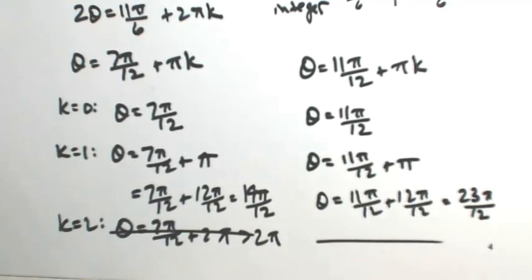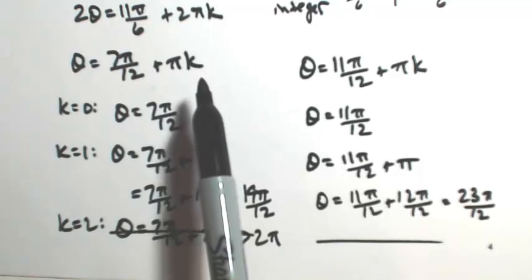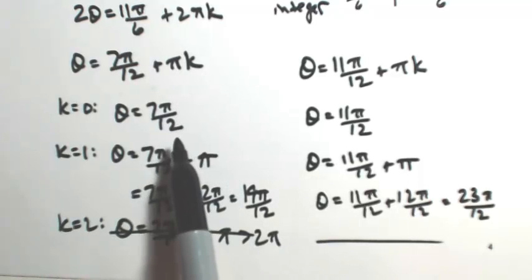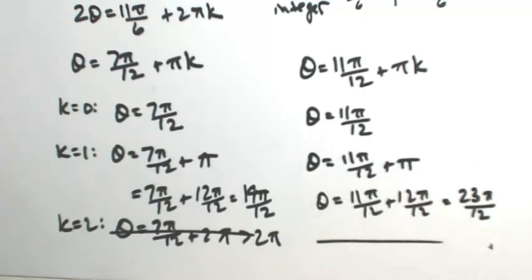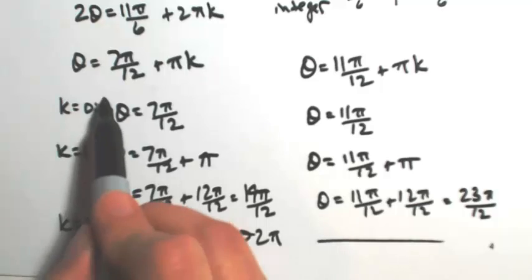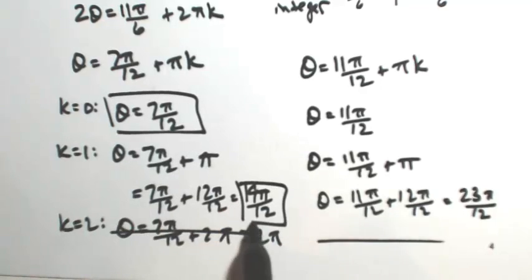If I try to go backwards and take away a pi, letting k be negative 1, then I would have 7 pi over 12 minus pi, so that's going to be negative. 11 pi over 12 minus pi would also be negative. So these are the only answers that will work within the interval.